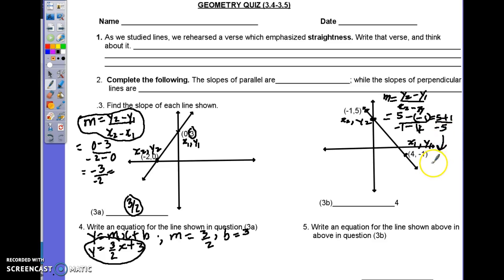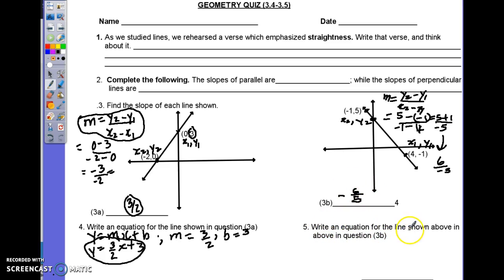So the answer here would be 6 over -5. And quickly, whenever we divide and the signs are different, top is positive, bottom is negative, the overall answer is always negative. So negative is the overall answer for the slope. Now, we're going to take this slope, and that's going to help us with number 5.